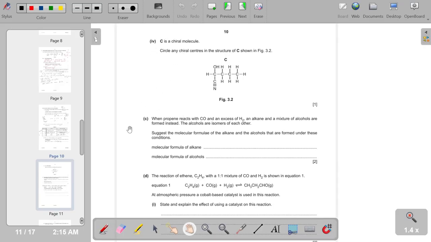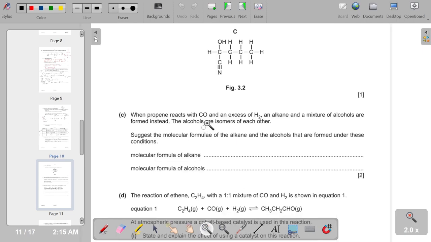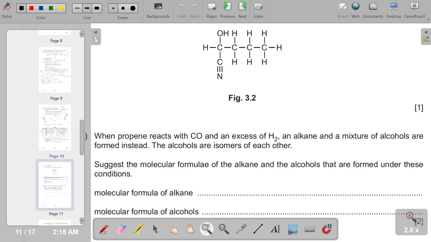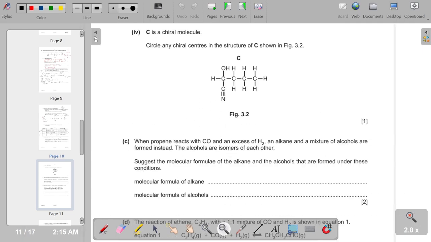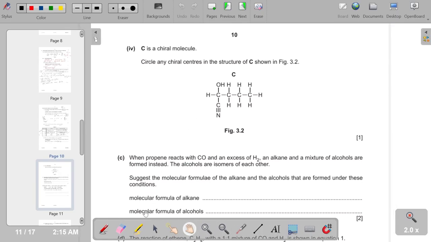C is a chiral molecule. What's a chiral molecule? When a carbon is connected with four different groups, that carbon is known as a chiral carbon.